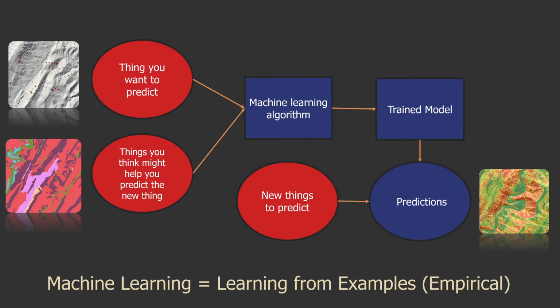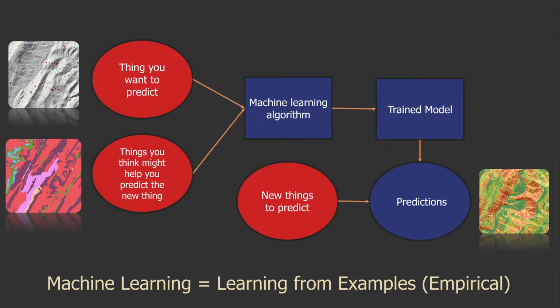Okay, so now that we have a broad overview of what we're trying to accomplish and some of the use cases in the geospatial sciences, remote sensing and GIS, we're going to talk through the process that we actually use to implement these techniques and make these types of predictions. So again, basically machine learning is simply learning from examples, especially when we're talking specifically about supervised learning.